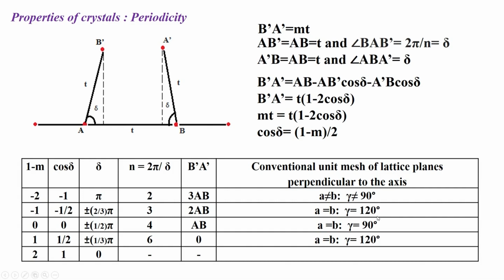Now, I would like you to dwell upon the fact that when such a situation occurs, when we have a threefold rotation axis and then B prime A prime turns out to be 2AB, in what way are we saying that the conventional unit mesh should be A equals B and gamma 120 degrees? This is something which I leave to your imagination.